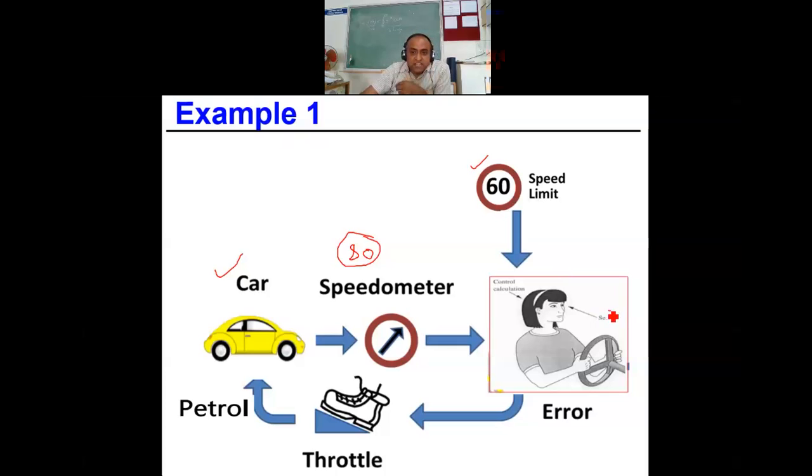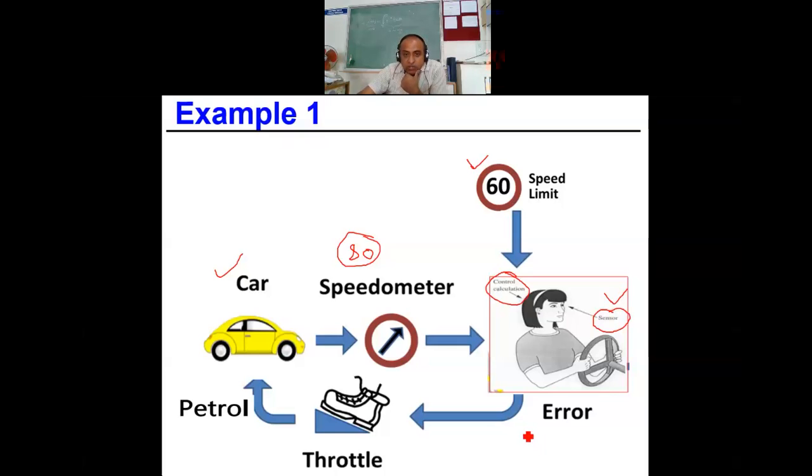What she does, she uses the sensor. Her nose and her mouth will not help to see the signboard. What is it? Her eyes. So her eyes look at the signboard. The signboard reads 60, and she's driving at 80. So what happens? Your brain does a calculation, and it generates the error.